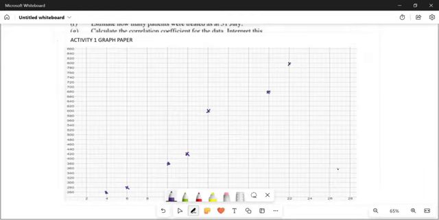26 goes with 820 again. Or the other one we have 800. So it's 26, that one. Okay, 26 goes with 800. Here. And then we're done. Okay, this is going to be our scatter plot.